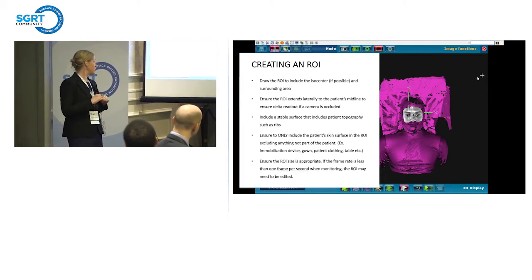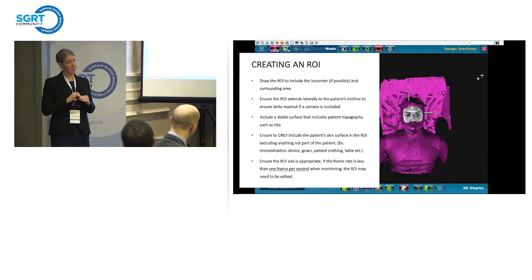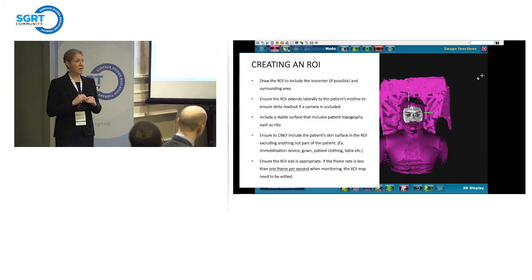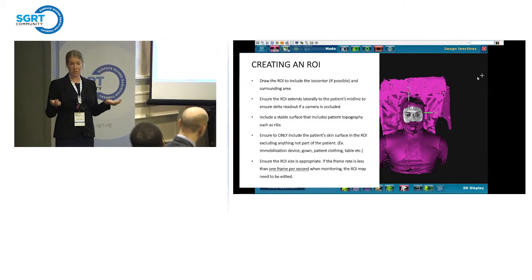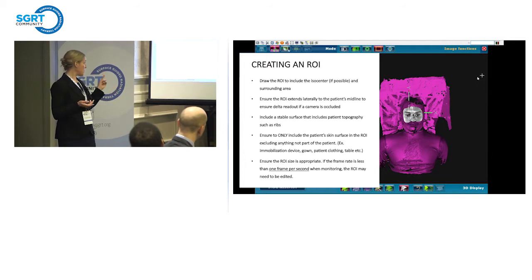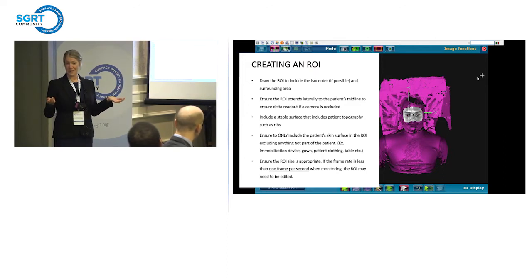And lastly, you want to make sure your ROI size is appropriate. If I draw an ROI that is too large for where I should be treating, I will notice that my frame rate will be very low. If you see any frame rates that are 1 or below, it's a good indicator that maybe your ROI is inappropriate for the treatment site.